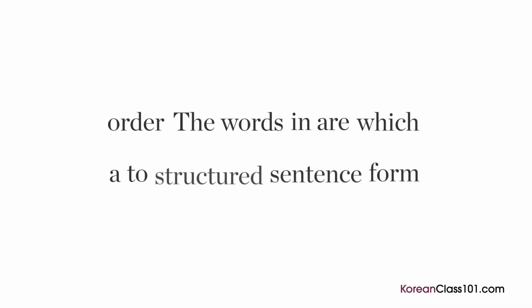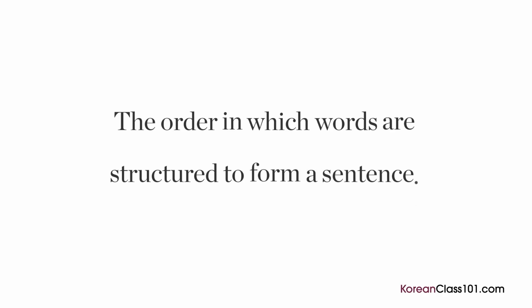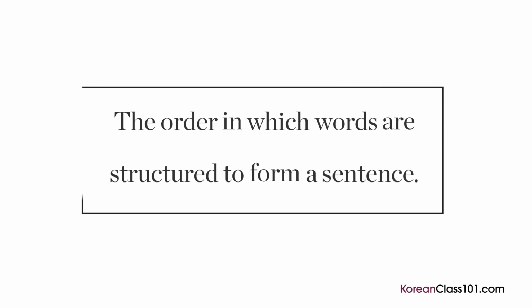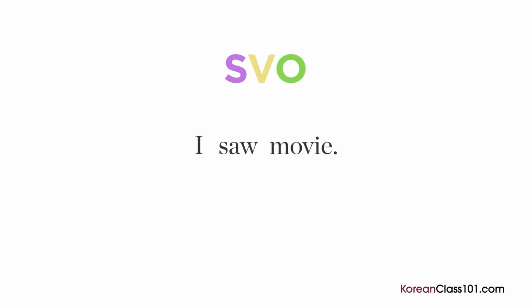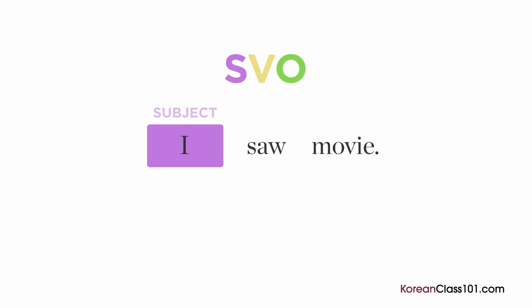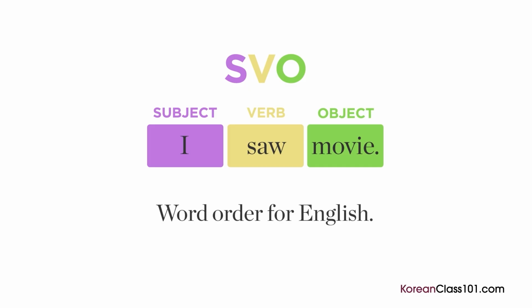Word order refers to the order in which words are structured to form a sentence in a given language. Consider the English sentence, I saw a movie. But first, let's remove the article a for simplicity. So we're just left with I saw movie. The basic word order for English is subject, verb, object, or SVO for short. If we break down the sentence, we can see that the subject I is presented first, followed by the verb saw, and then finally the object movie is positioned last. This is the basic word order for sentences in English.